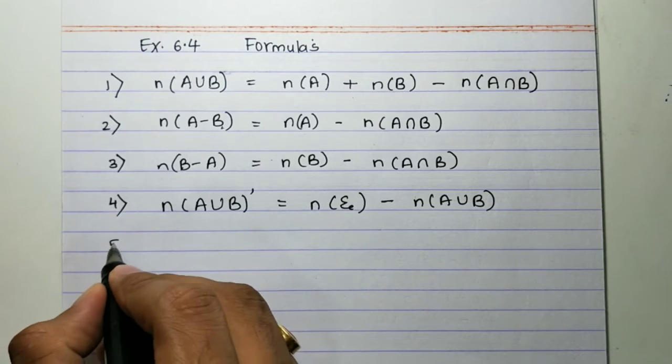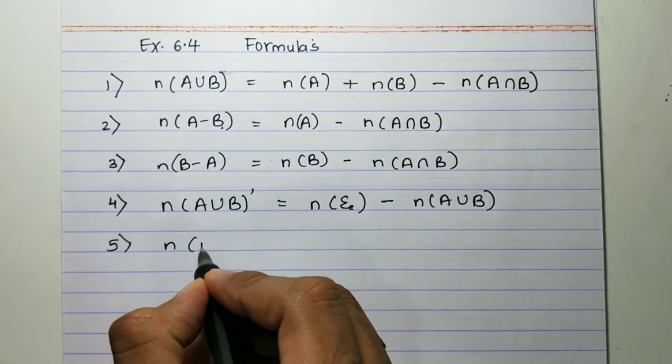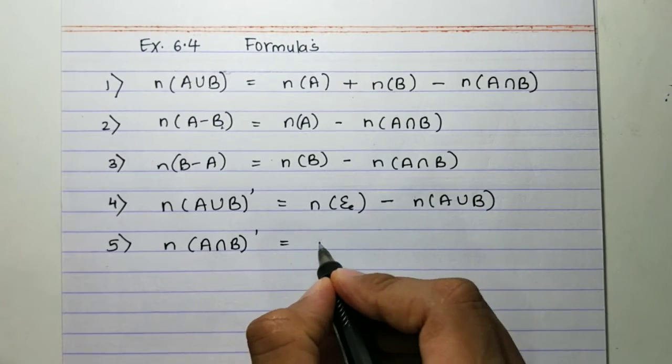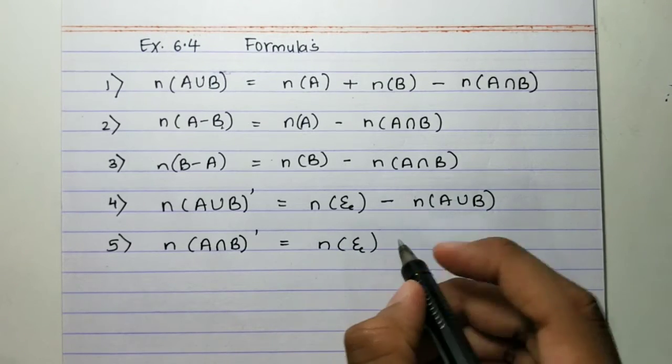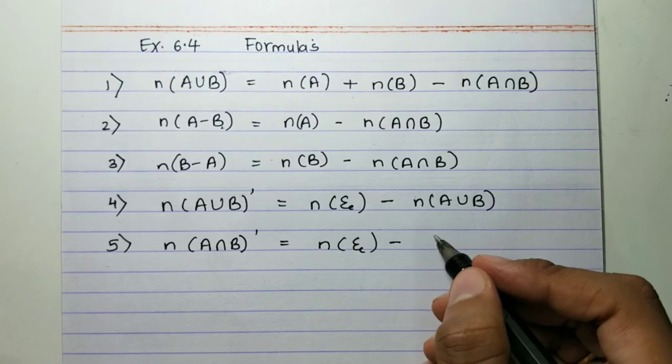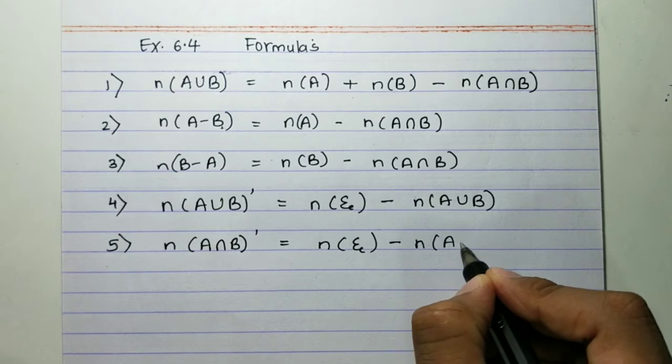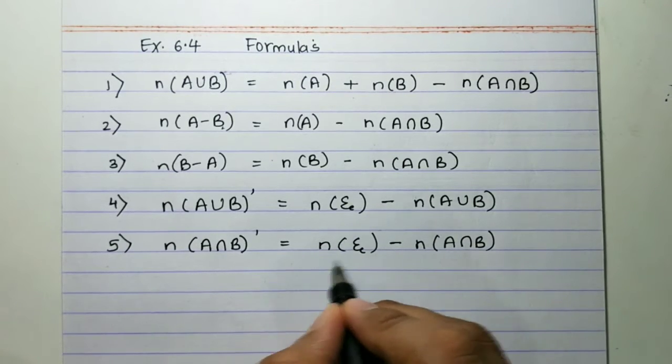In the same way, if you want to find the complement of A intersection B, what will you do? You will subtract A intersection B from the universal set.